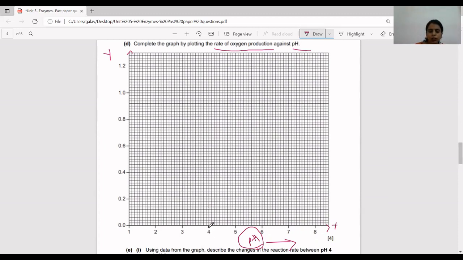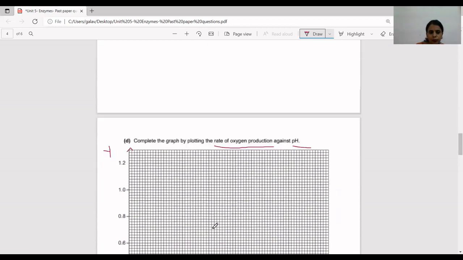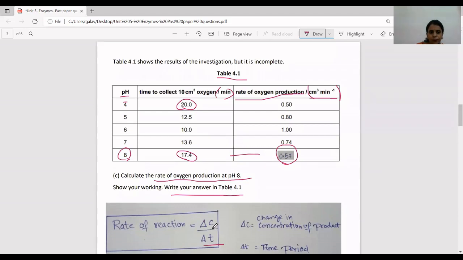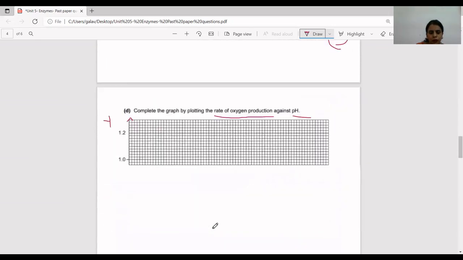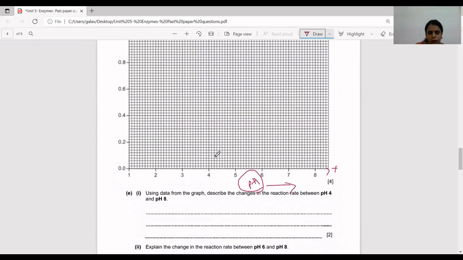Now remember that the pH range given in the table is between 4 and 8. So at pH 4, the rate of oxygen production was 0.5. At pH 5 it is 0.8. So if you look here, at pH 4 it was 0.5. So this is 0.2, this is 0.4, and here it is 0.5.